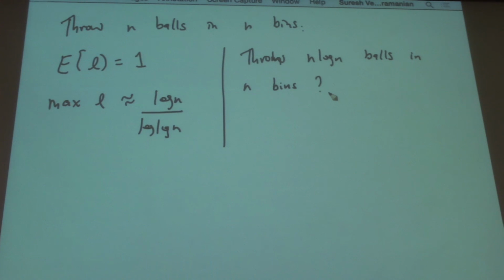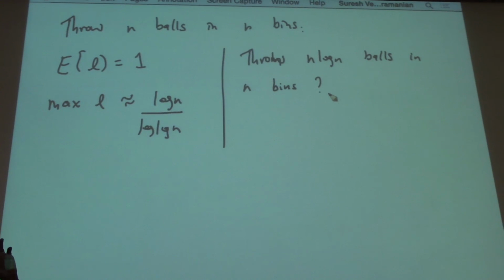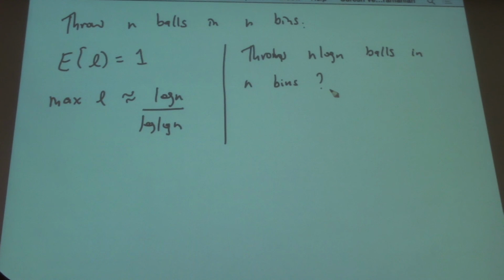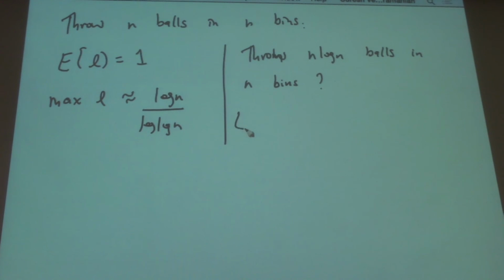Okay, forget that, I have m balls, I have n bins. I throw them in at random. What is the expected load per bin? How many will it be? Just m over n. Just divide evenly. So in this particular case, the expected load would be log n, because I have n log n balls and n bins.